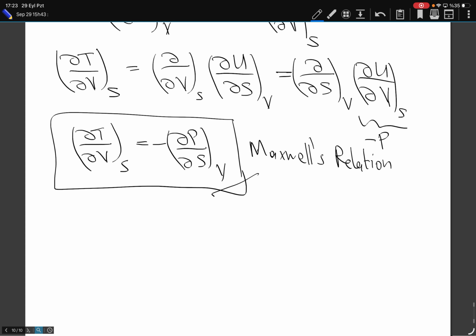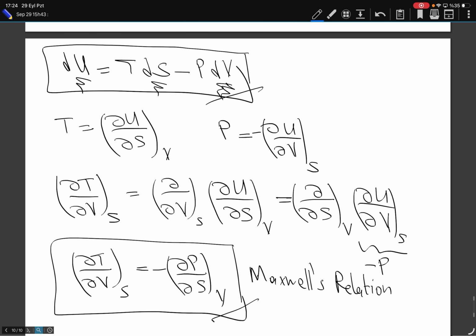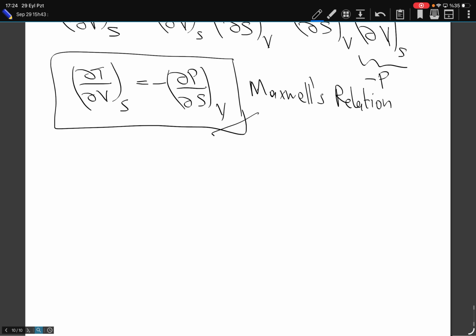Well, as I said, this is not so useful because controlling and measuring the entropy is not such an easy thing. What we usually measure, we can measure the temperature more easily. So I would rather treat the temperature as my variable and keep entropy as something I derive from other properties.